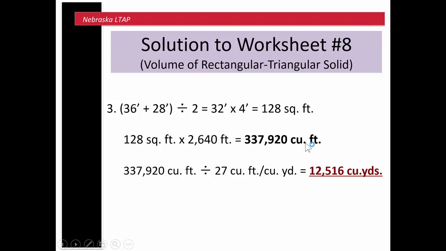But they ask for the answer in cubic yards. We have cubic feet here. So we're going to divide again. To convert from cubic feet to cubic yards, we divide by 27. And that should be our answer. So that one's a little bit challenging because you didn't get a picture. You had to kind of sort that out based on the narrative that you were given.